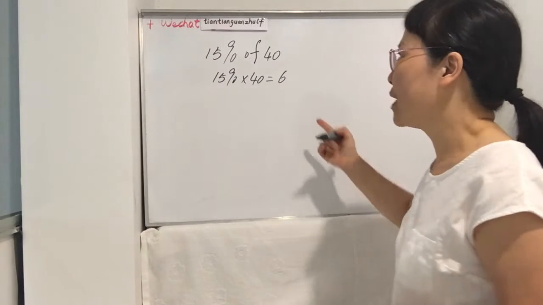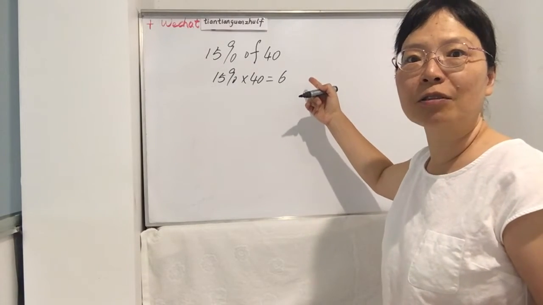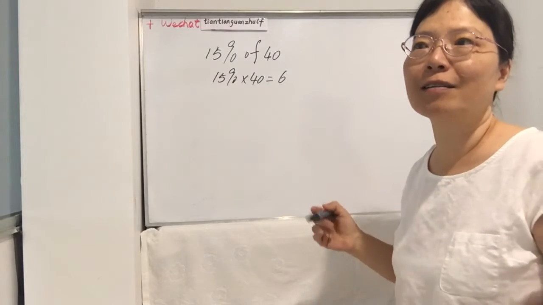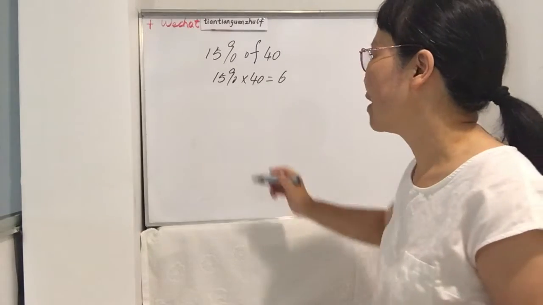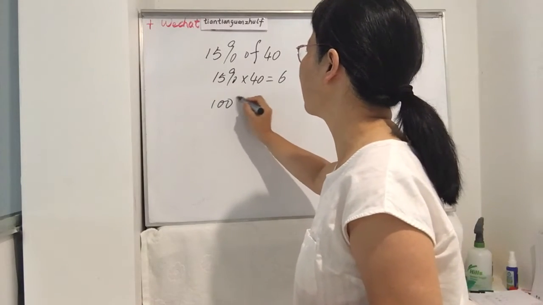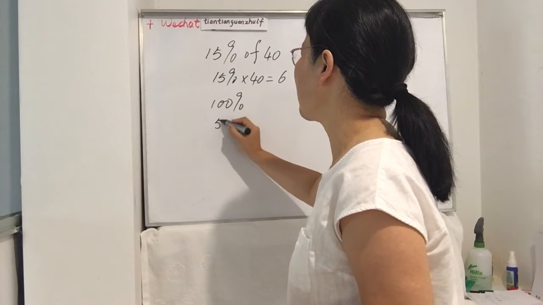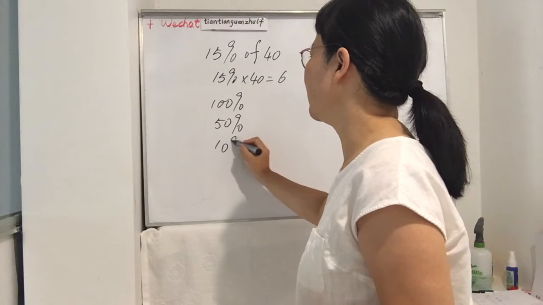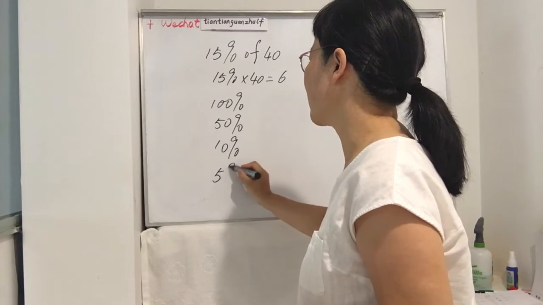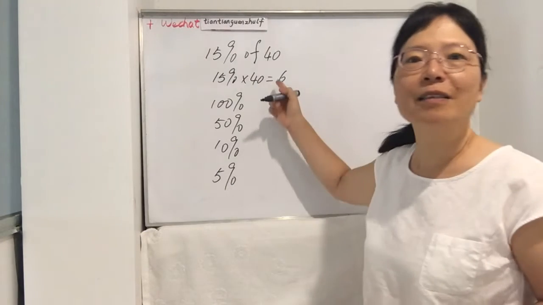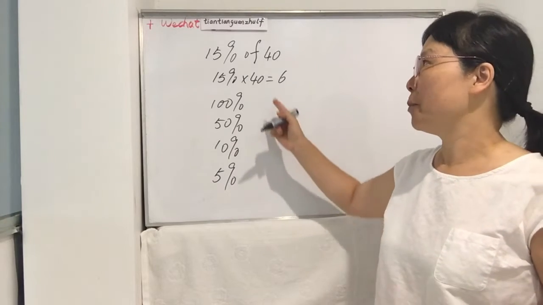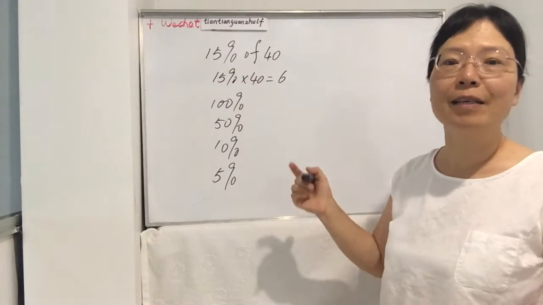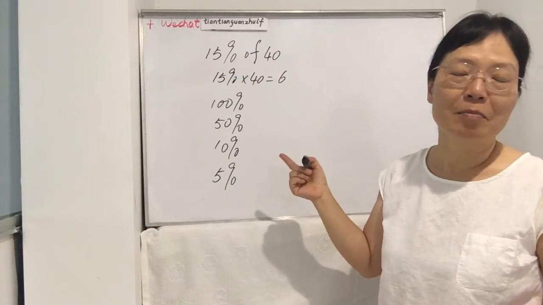But before we work out how you get this answer, you need to understand some concepts like 100%, 50%, and 10%. The last one is 5%. If you understand all these concepts, it's very easy for you to work out any percentage times any number.